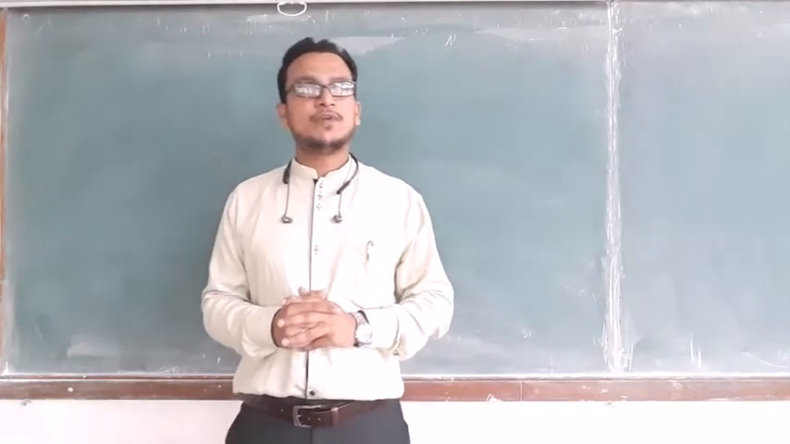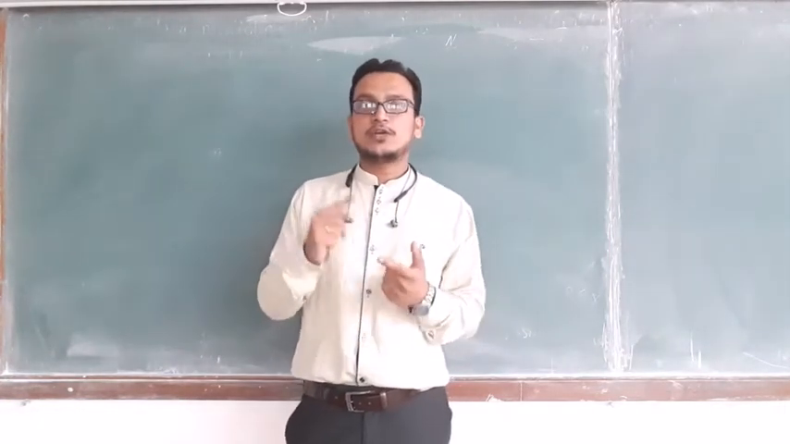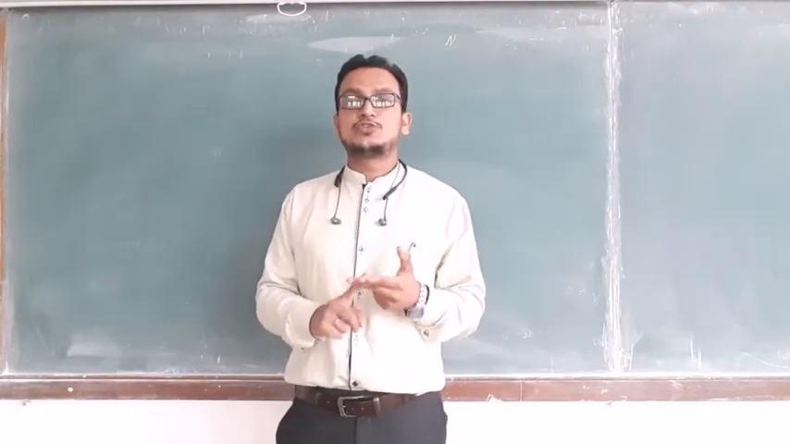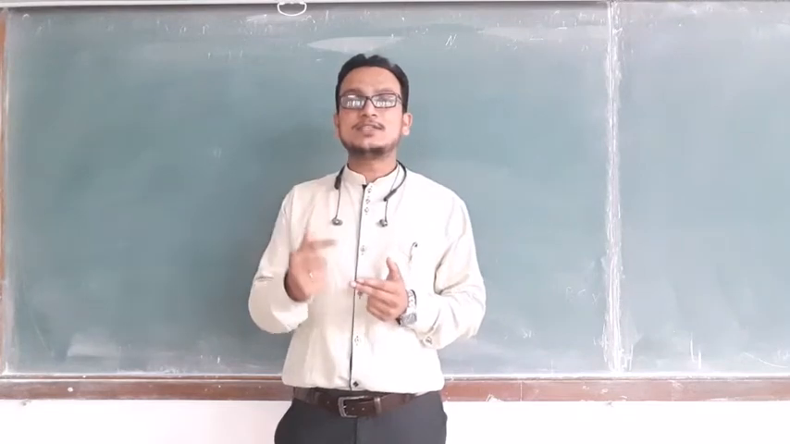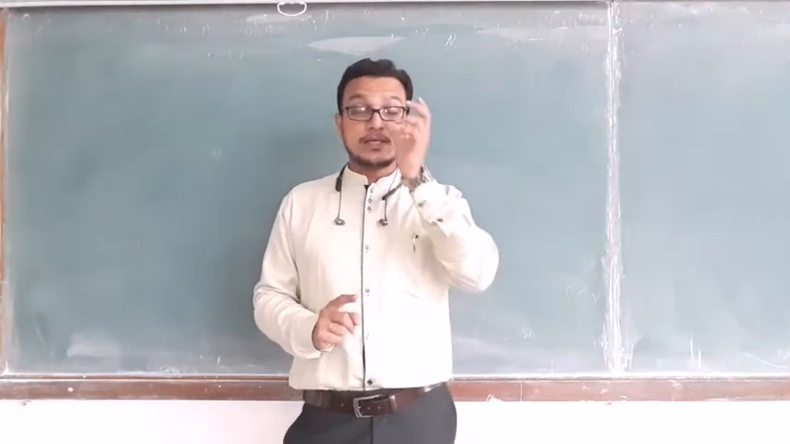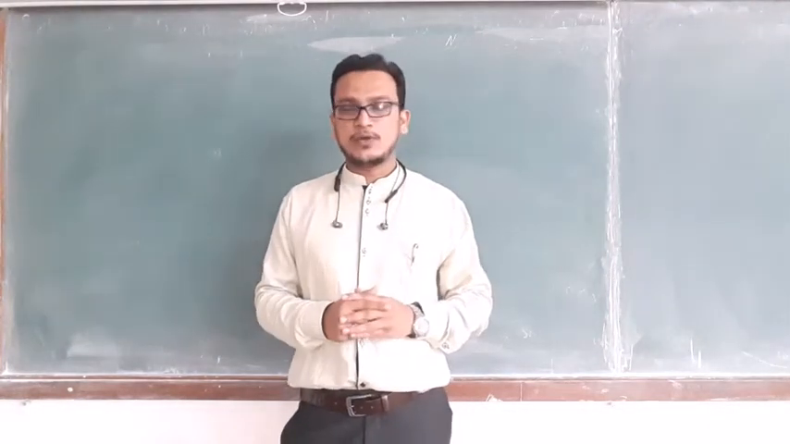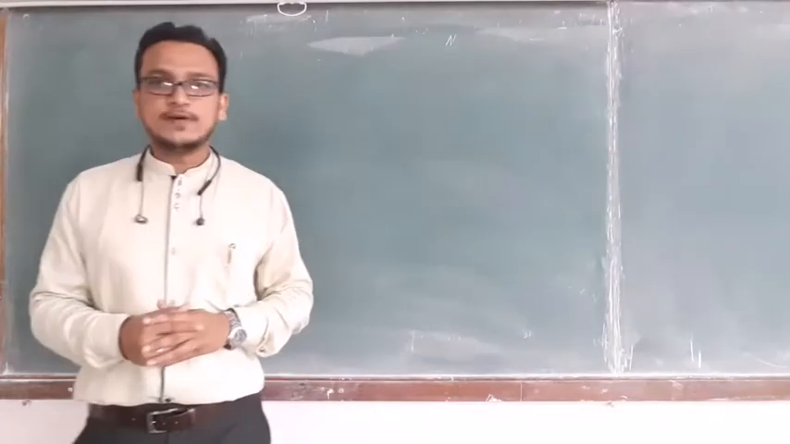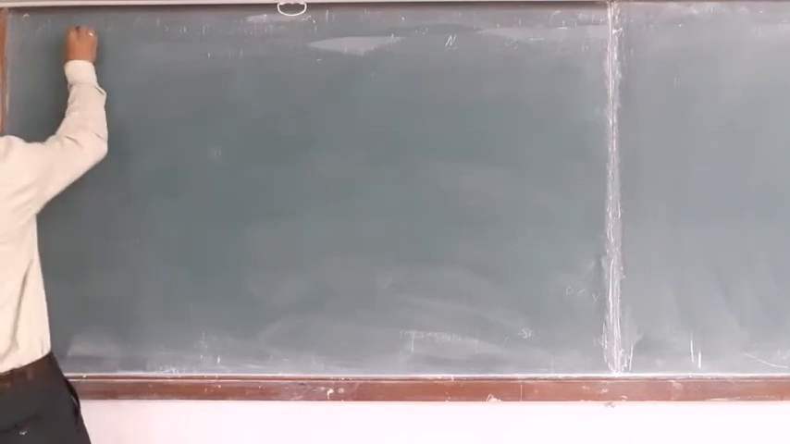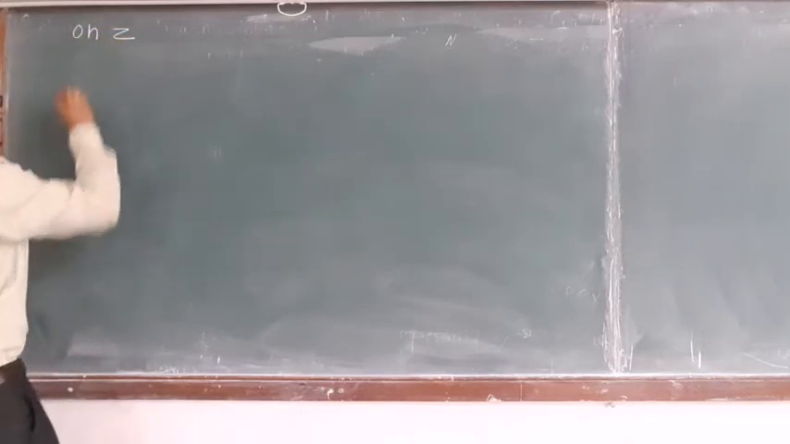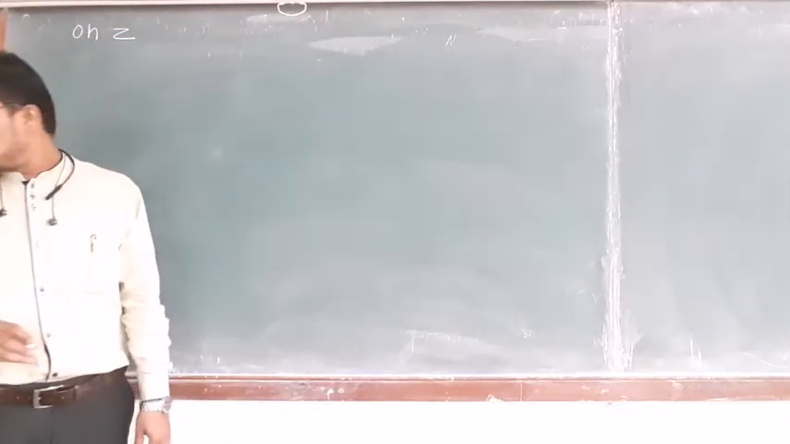In this video we are going to see how to check the commutative property, the associative property, and one more thing, whether the identity element exists or not. So that is what we are going to see here. Let us have the first example, on Z, that is the set of integers.